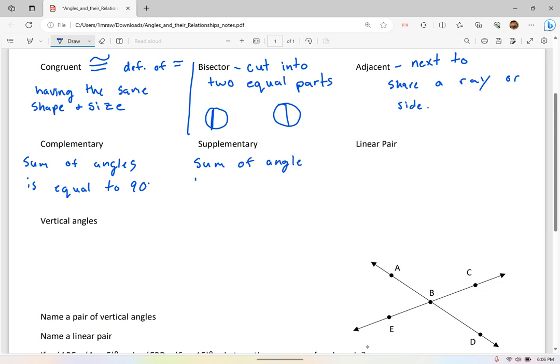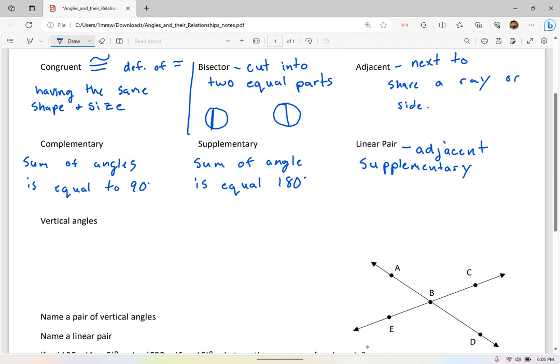And when we say supplementary equal to 180, kind of brings us into the next piece, which is a linear pair. Okay, linear pair is the combination of adjacent supplementary angles. So they're adjacent supplementary angles. That's the combination of what a linear pair is. So that means that they're next to each other and they add up to 180.